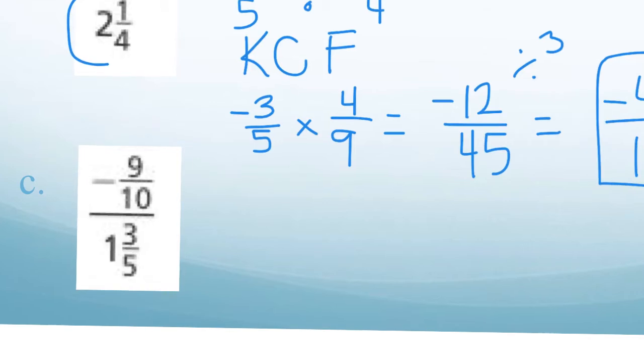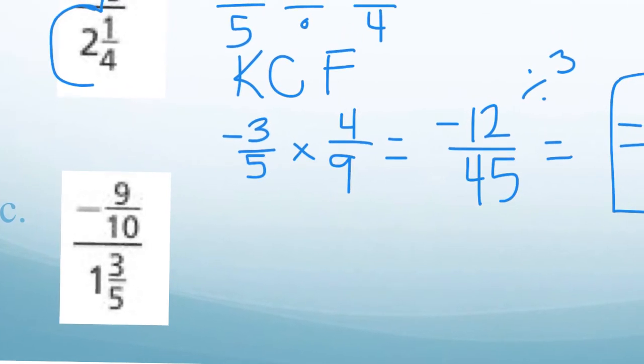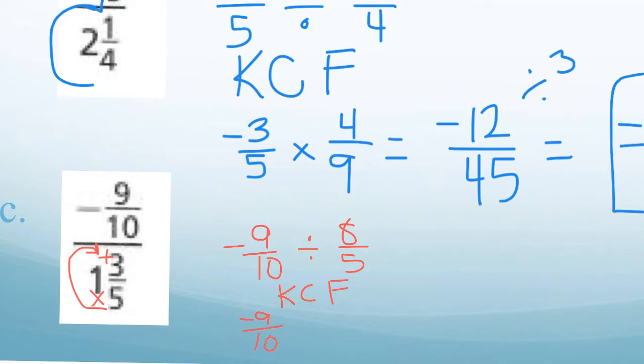And lastly will be question C. -9/10 divided by, and we'll go ahead and convert this again to that improper fraction. So 5 times 1 is 5, plus 1 is 3, so I get 8/5. Then we'll do the keep, change, flip. So we will keep negative 9 over 10, change to multiplication, and flip to be 5 over 8. And we will multiply it straight across.